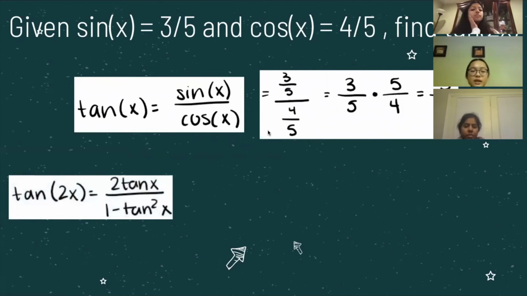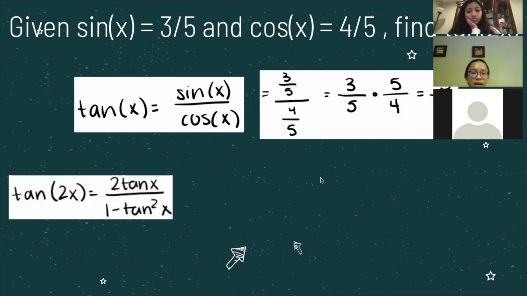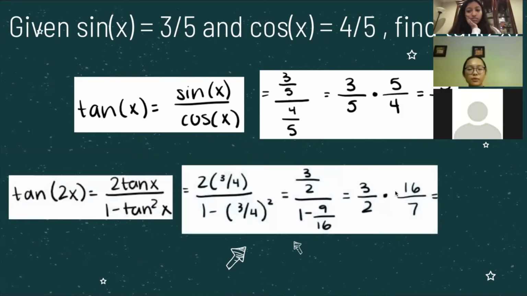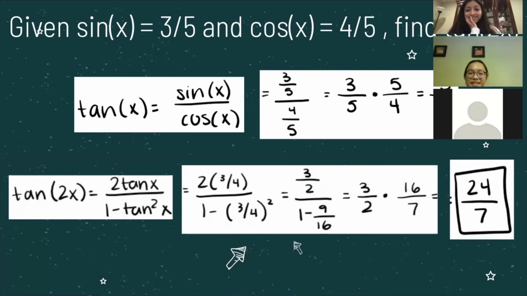Next, we use the formula for tan 2x, which is 2 tan x over 1 minus tan squared x again, and we just plug in the 3/4 that we found. So 2 times 3 over 4 over 1 minus 3 over 4 squared, and that's equal to 3 over 2 over 1 minus 9 over 16. So then we have 3 over 2, and we multiply that by 16 over 7 because we know that 1 is equal to 16 over 16, and then minus 9. And so that gives us the answer of 24 over 7.